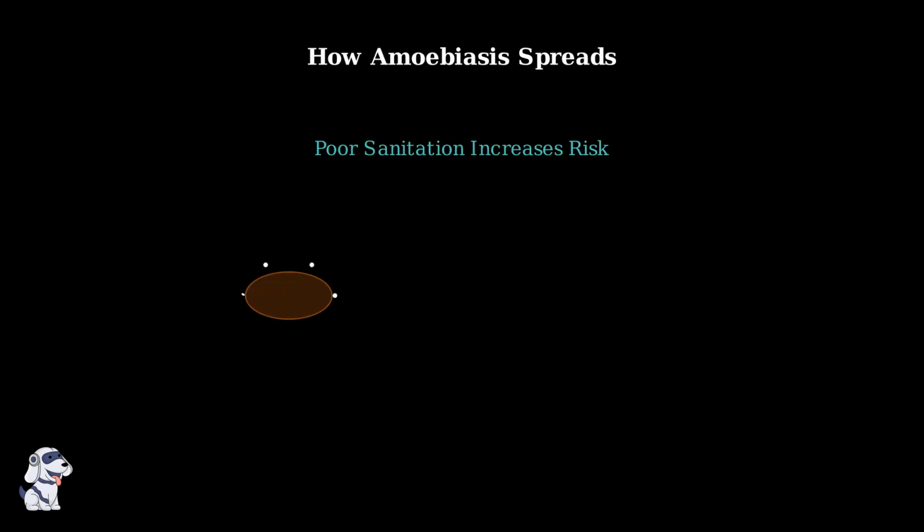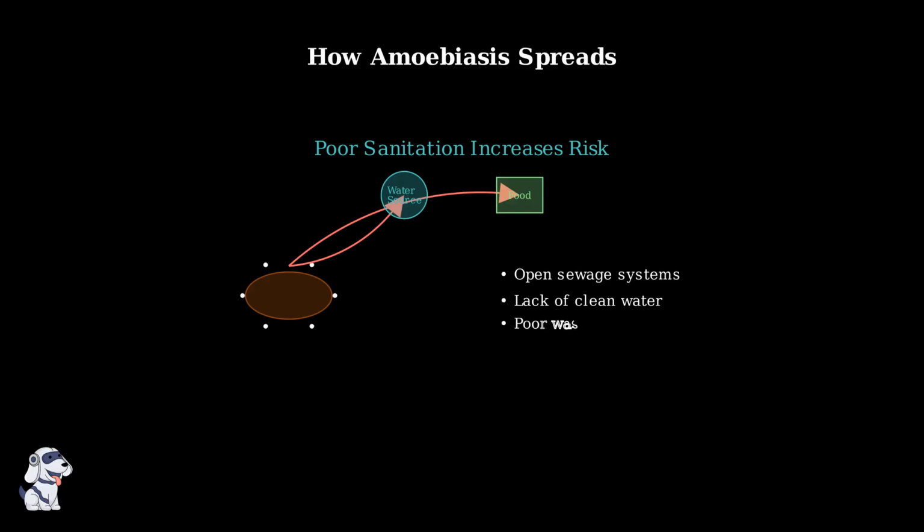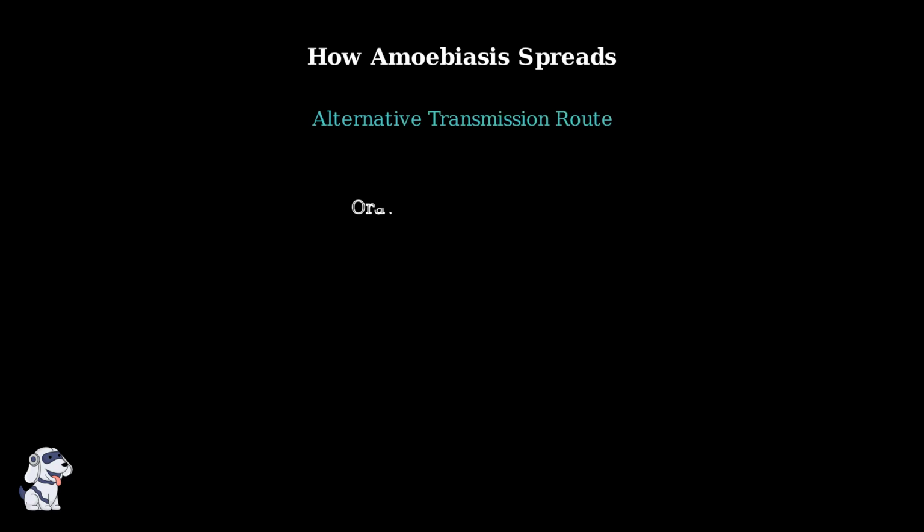Areas with poor sanitation create ideal conditions for amoebiasis transmission. When human waste contaminates water sources or food preparation areas, the risk of infection increases dramatically. Several factors increase transmission risk in these environments: open sewage systems, lack of access to clean water, poor waste management, and inadequate hand-washing facilities. Amoebiasis can also spread through oral-anal sexual contact.